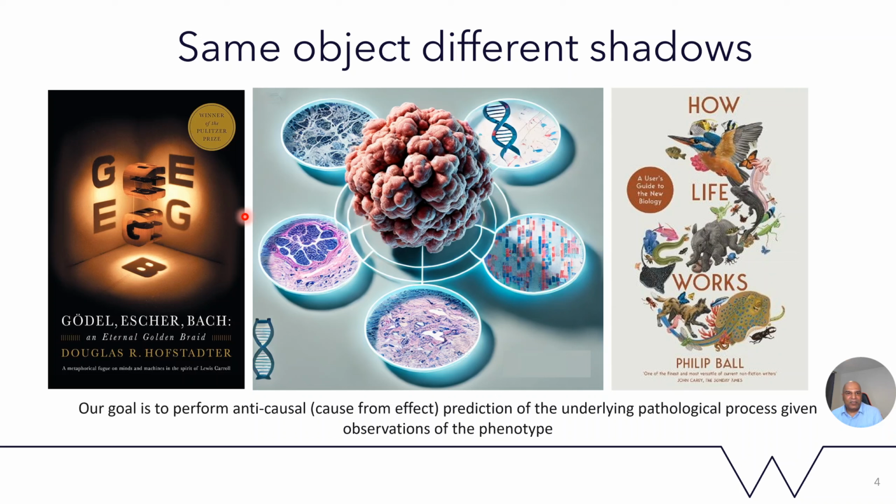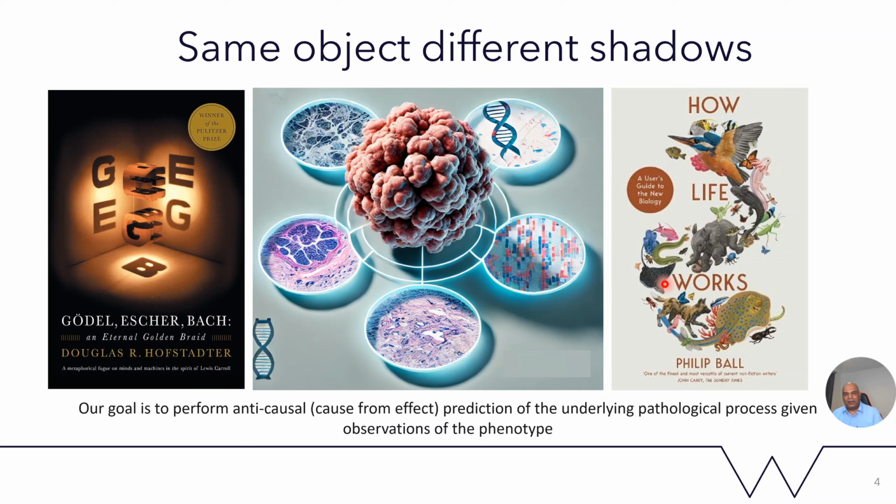This is similar to an object casting multiple different types of shadows that we can see, but we cannot see the actual object. This is very beautifully represented in the title of one of my favorite books, Gödel, Escher, and Bach. You can have the same object casting different types of shadows. And if you think about it, if you move the object, then all the different types of shadows should move across as well. This concept is also beautifully illustrated in another recent book on how life works by Philip Ball.